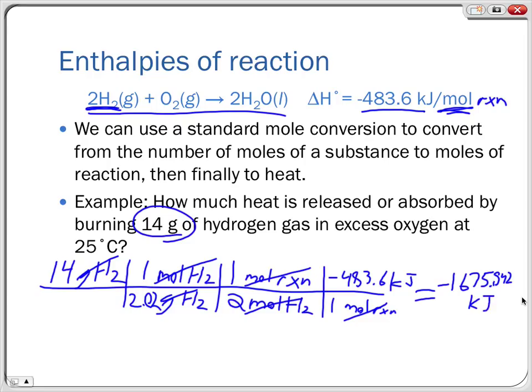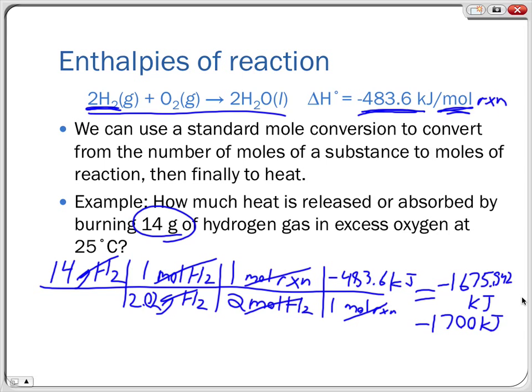Now, a couple things that we need to look at here. Number one is sig figs. Now, we start off with 14 grams, only 2 sig figs. We didn't use anything else except for this, our delta H naught. And so for that one right there, for that heat of reaction, that has 4 sig figs. So since we're just doing multiplying, dividing, it should be 2 sig figs for our answer. And so we would normally get negative 1700 kilojoules.